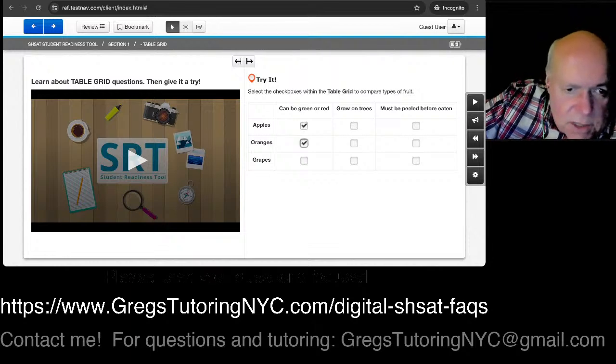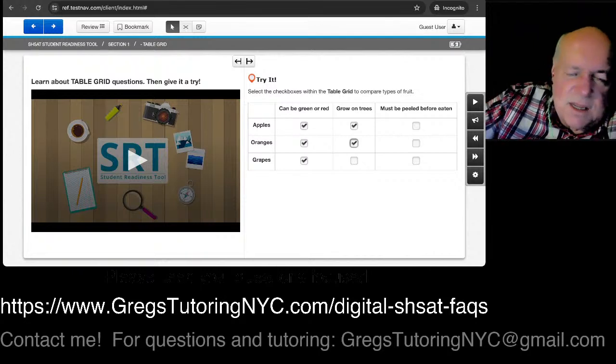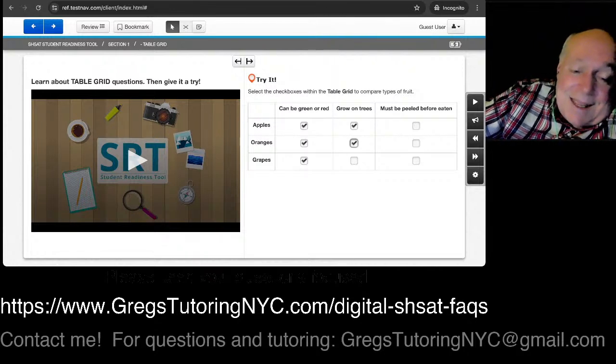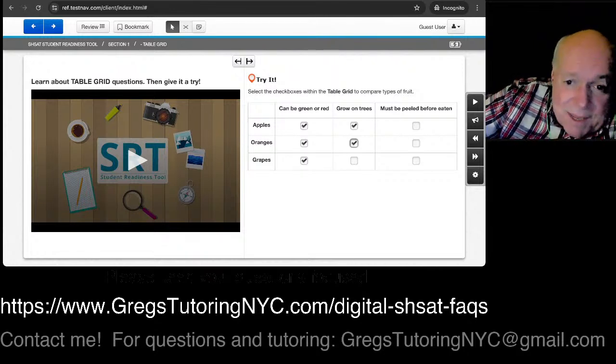Grows on trees. An apple does. An orange does. A grape grows on a vine. Must be peeled before eaten. So this is a little queasy because the apple has the skin. You don't have to peel it. An orange, you could eat the skin if you want, but you would probably get diarrhea. So this one really must be peeled. And a grape, enough people actually peel grapes. So that would be your table there.